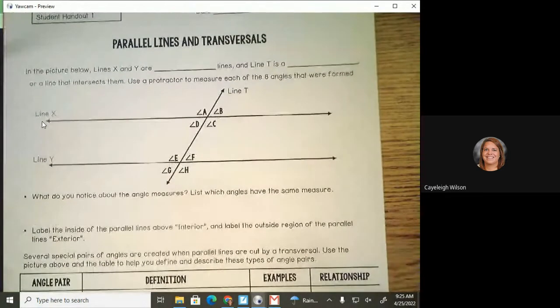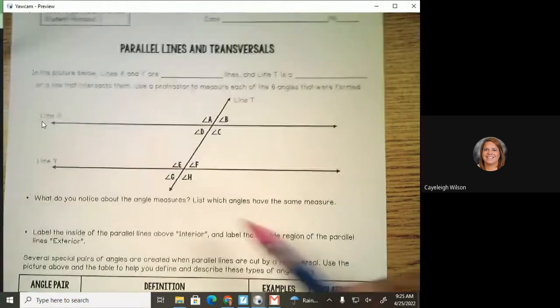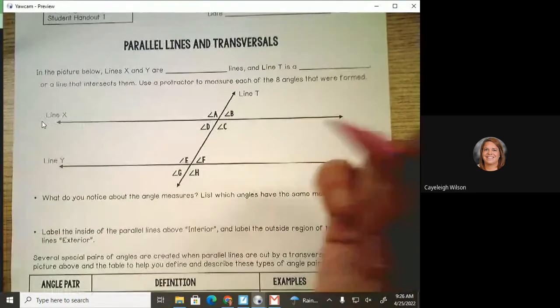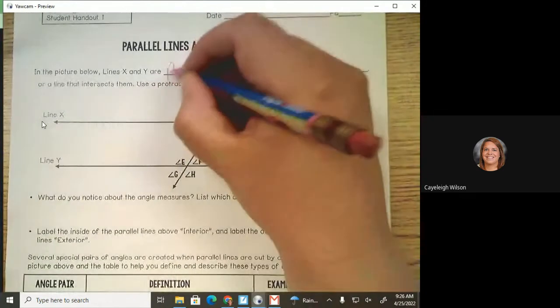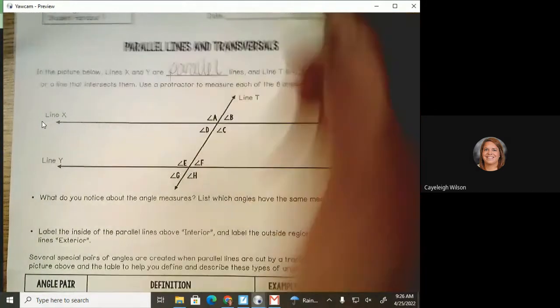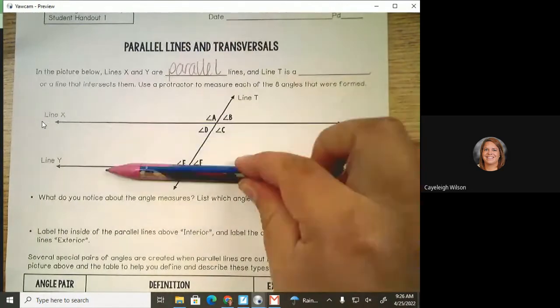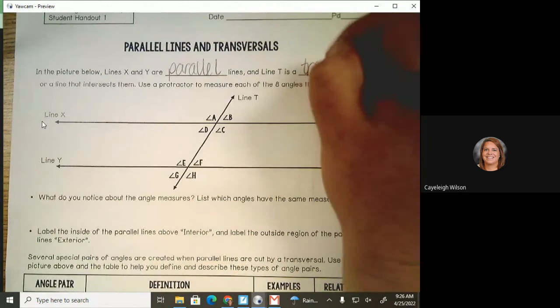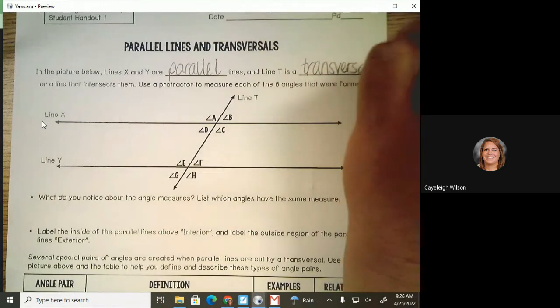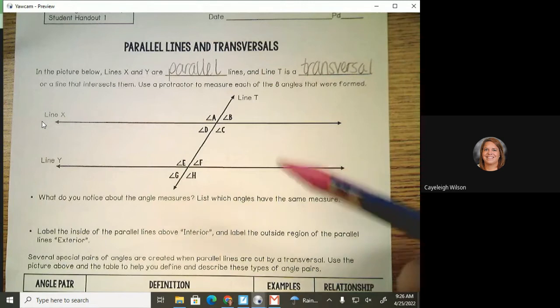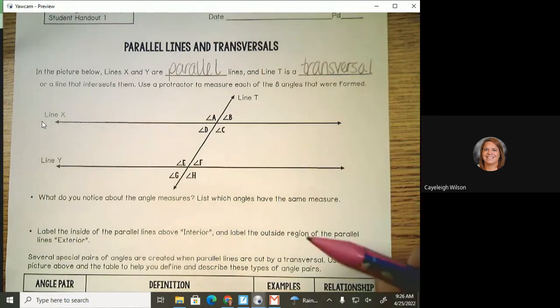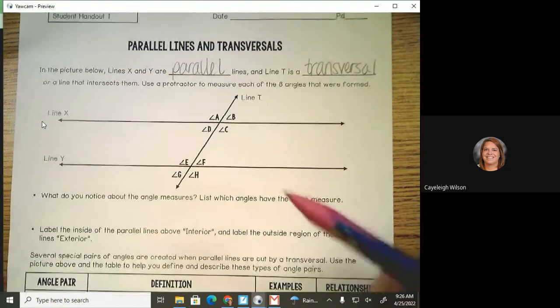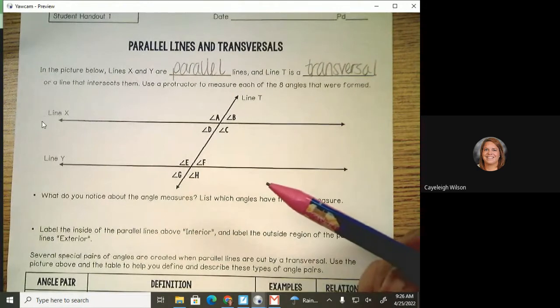All right, so parallel lines and transversals. In this picture below, lines X and Y are parallel lines. And remember, parallel lines are lines that run together and they never cross. Line T is the transversal, and the transversal is the line that intersects those lines. Now it says, use a protractor to measure each of the 8 angles that were formed.